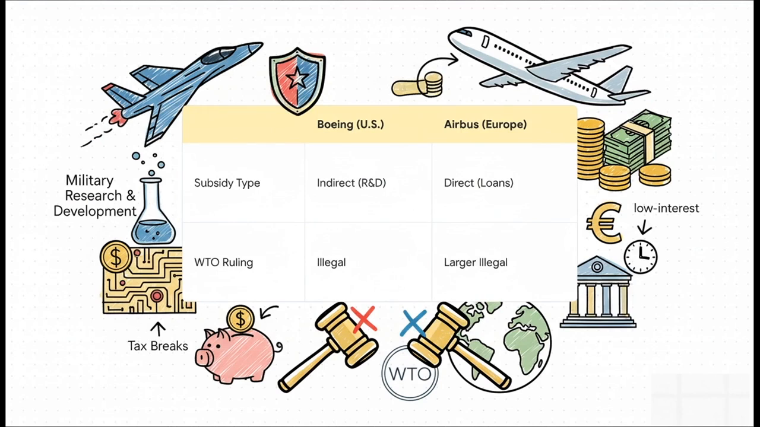And the all-time classic example of this is the epic showdown between Boeing and Airbus. Both of these aviation giants got huge support from their governments, just in different ways. The US helped Boeing more indirectly, with things like military research contracts and big tax breaks. Europe, on the other hand, was very direct, giving Airbus massive loans at super low interest rates. In the end, the World Trade Organization looked at all of it and said, you know what? Both of you got illegal subsidies.